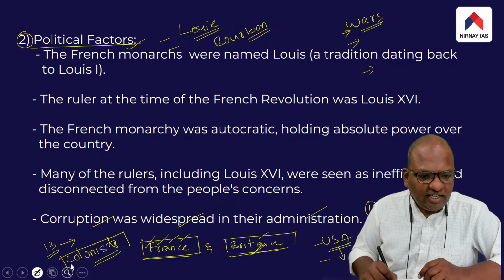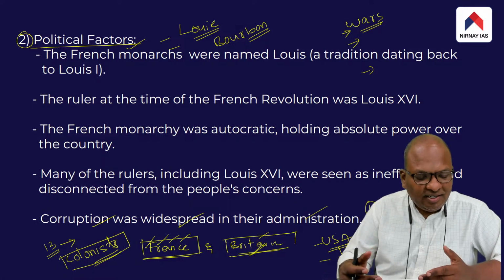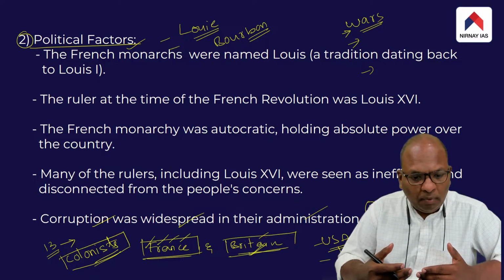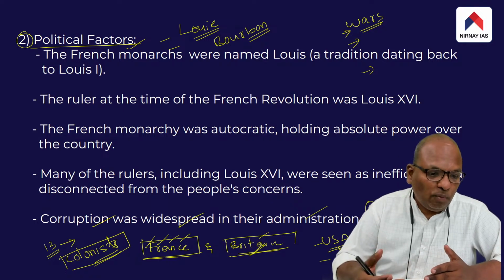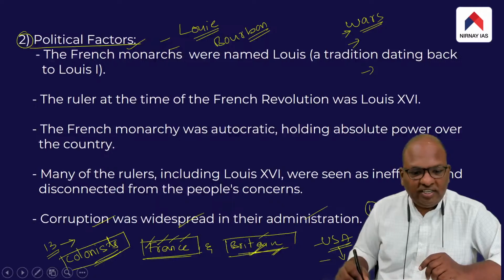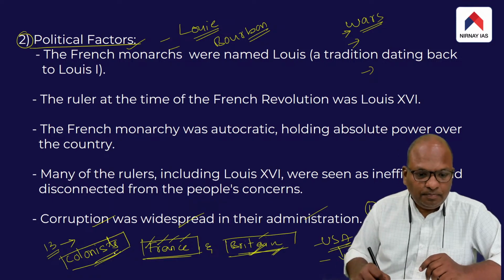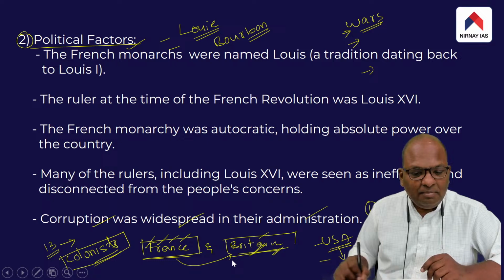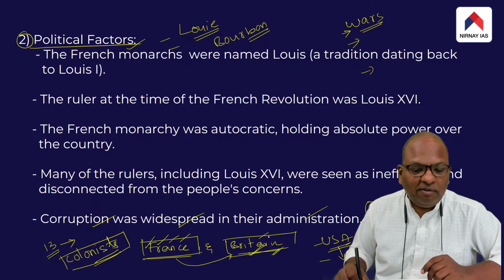When the colonists revolted, immediately the French ruler extended his support to the colonists. In fact, the French ruler gave financial support to the colonists. He also provided arms and ammunition to the colonists to fight against Britain. The American War of Independence was a war taken up by the colonists against their colonial power, that is Britain. But since France had enmity with Britain, the French ruler immediately supported the colonists.